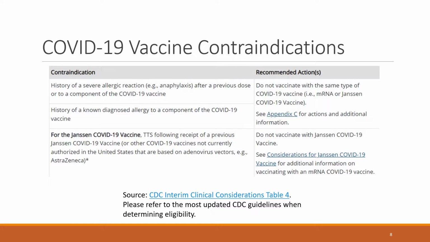For the Janssen COVID-19 vaccine, TTS following receipt of a previous Janssen COVID-19 vaccine is a contraindication, as is any other vaccine that is not authorized in the United States, such as AstraZeneca. Do not vaccinate with the Janssen COVID-19 vaccine, and you need to see the considerations for Janssen COVID-19 vaccine for additional information on vaccinating with an mRNA COVID vaccine. There's also a link here for the CDC interim clinical considerations.